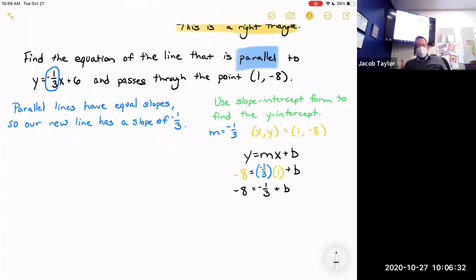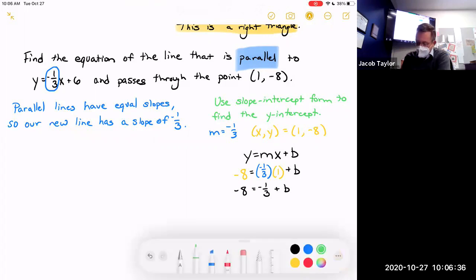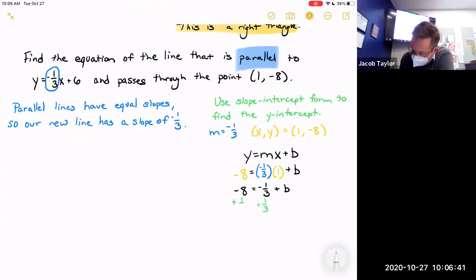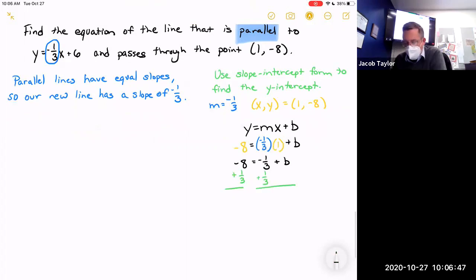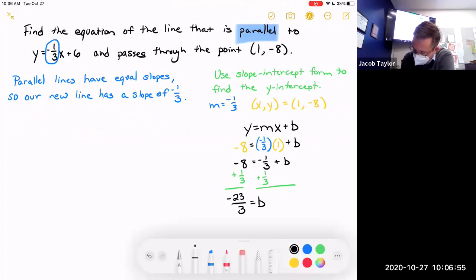What would I do next? I would add 1/3 to both sides. This would be a great time to bust out your calculator if you're not really in the mood to find common denominators. It's not that hard though. -8 would be negative 24 thirds, plus 1 would be negative 23 thirds. And that is the value of b.